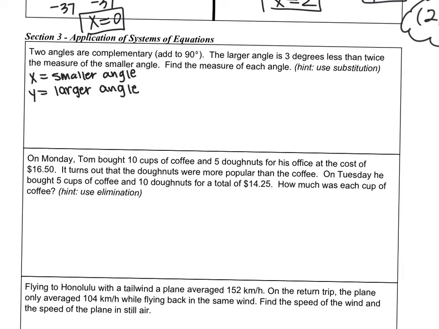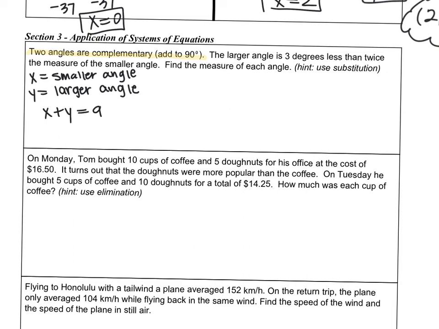Okay. Now I'm going to go back through and look for information that tells me what my two equations are. And the first one comes from the first sentence where it says two angles are complementary, they add to 90 degrees. So I know x plus y is going to equal 90. Put that over here. X plus y equals 90.